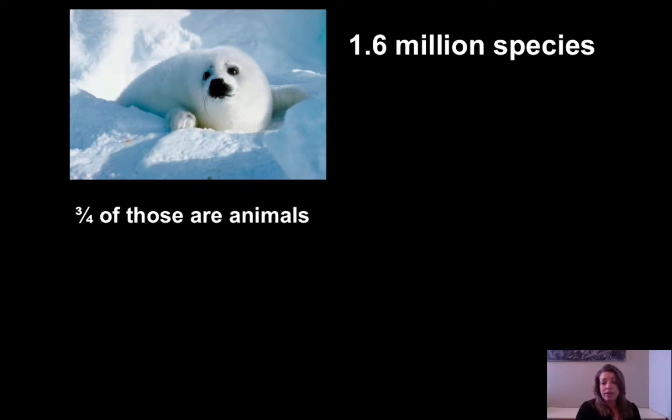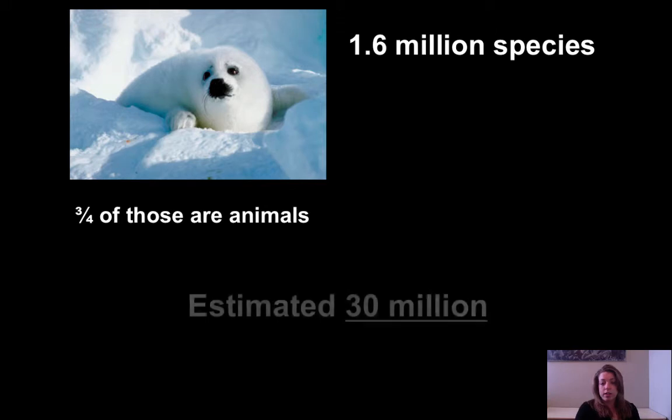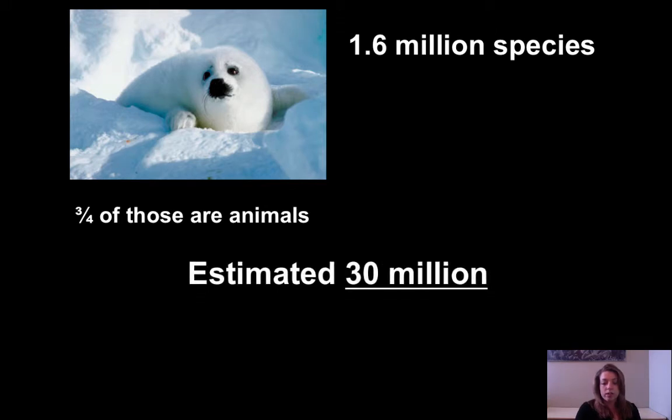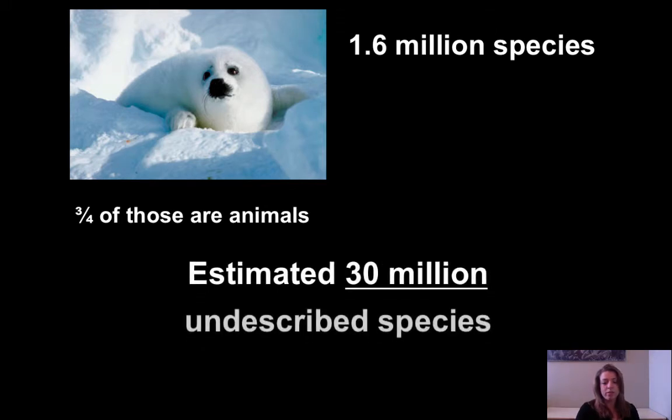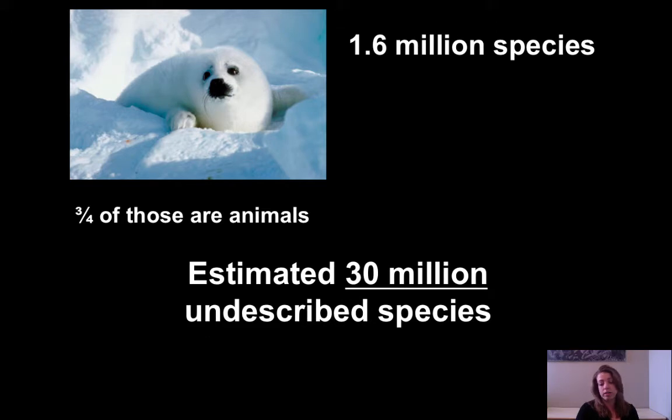Now, that 75% of 1.6 million seems like a lot, but in all, that's only about 1% of the total 30 million estimated undescribed species that have ever lived on our planet. And so there's a lot out there that we still don't know and don't understand, right? So less than 1% of all the species of animals that have ever lived.